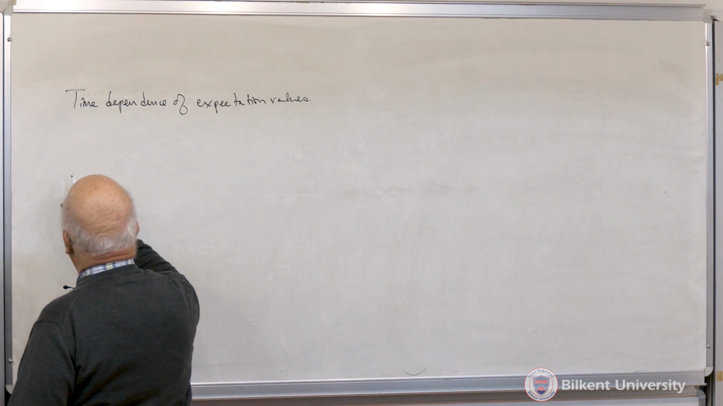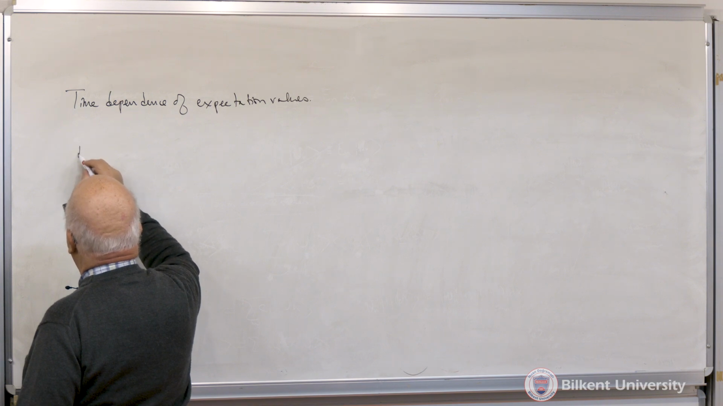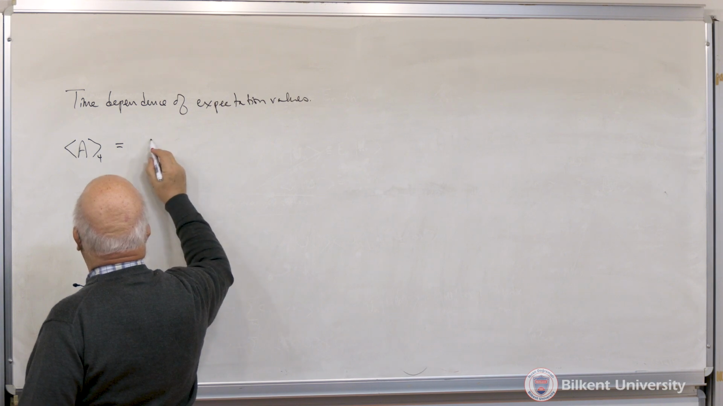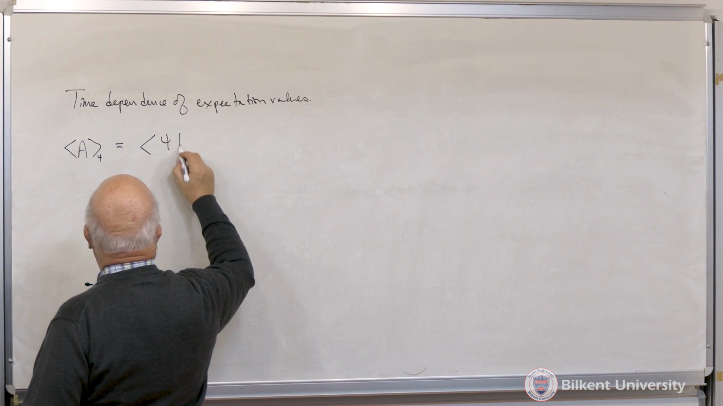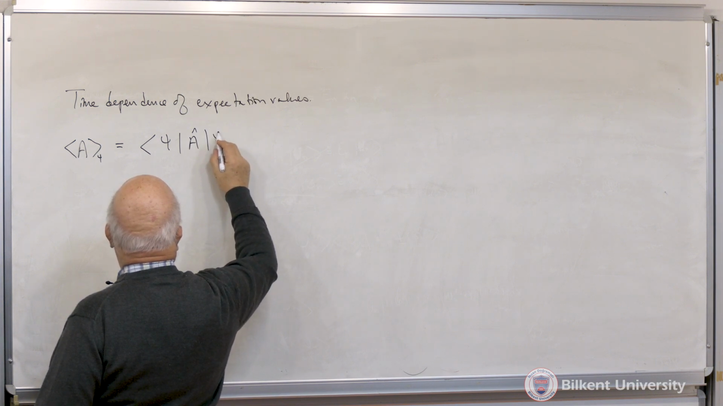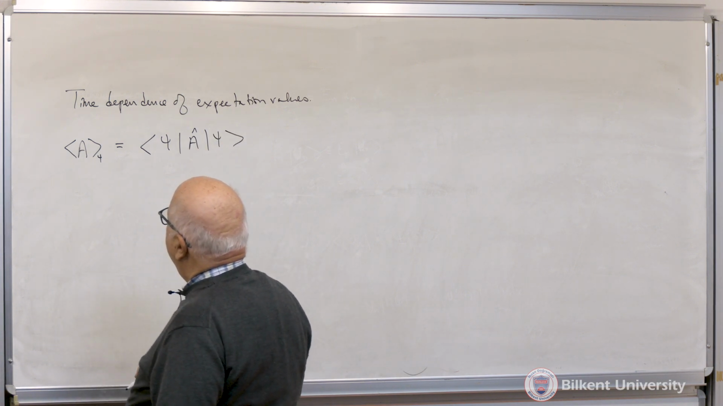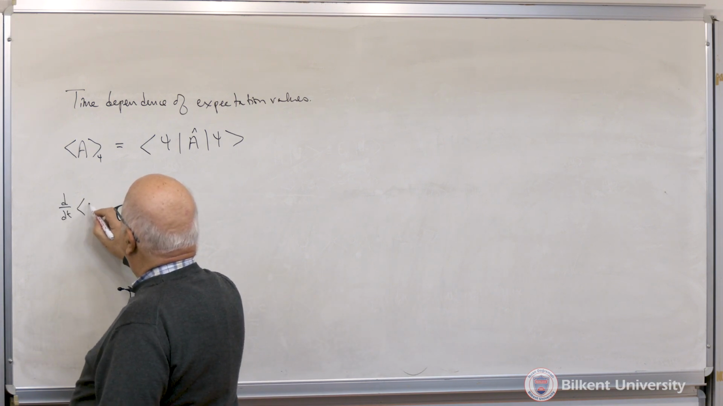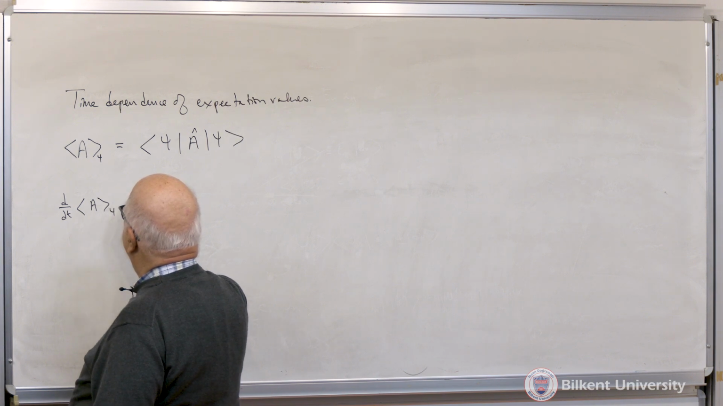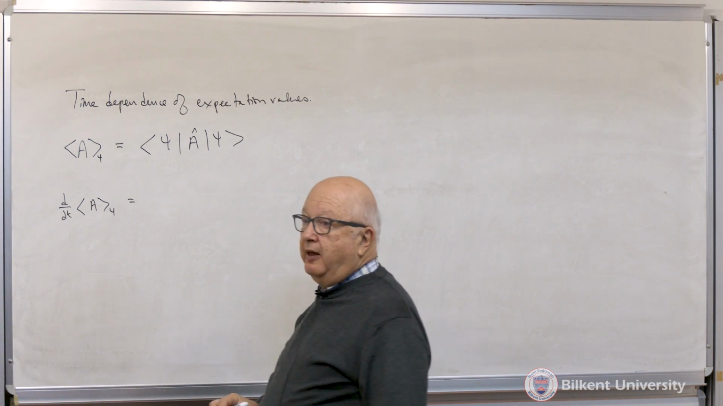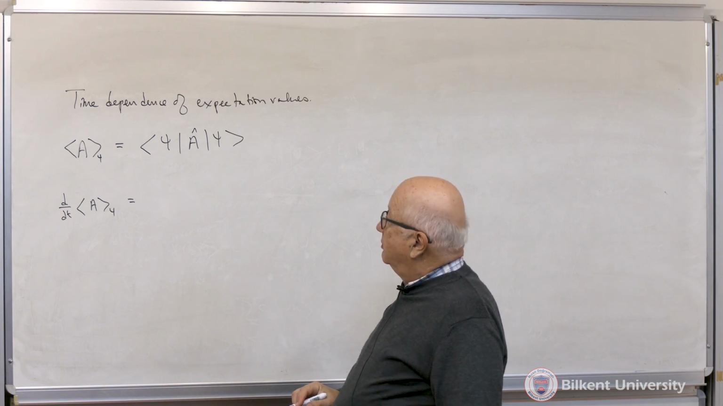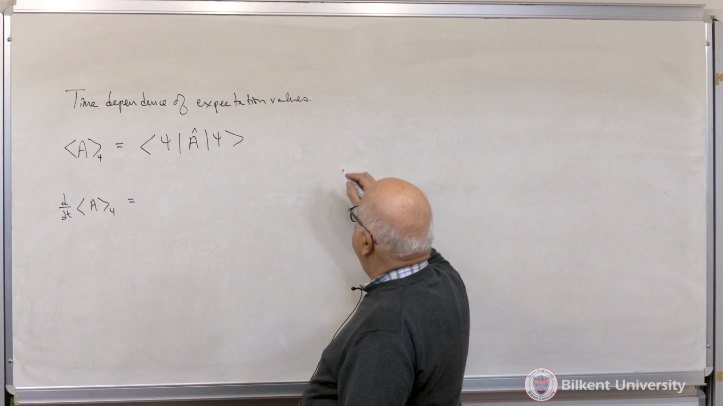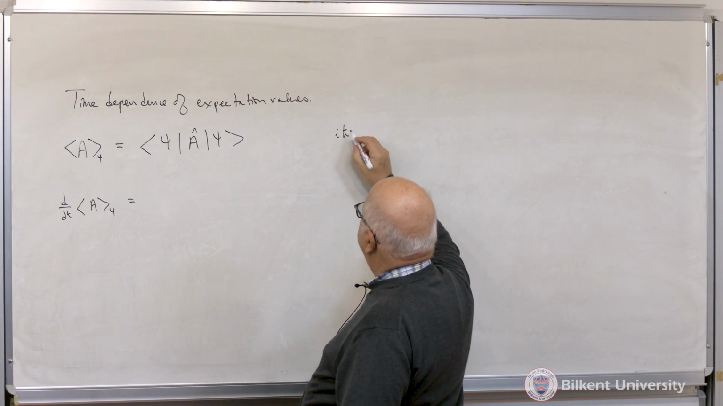All right, so what is the expectation value of some operator A with respect to some state psi? Okay, so we write that as ⟨psi|A|psi⟩. Now, what happens to the time dependence? I'm interested in how this is changing as a function of time. Well, psi in general changes as a function of time. How does it change? It changes according to the Schrödinger equation.